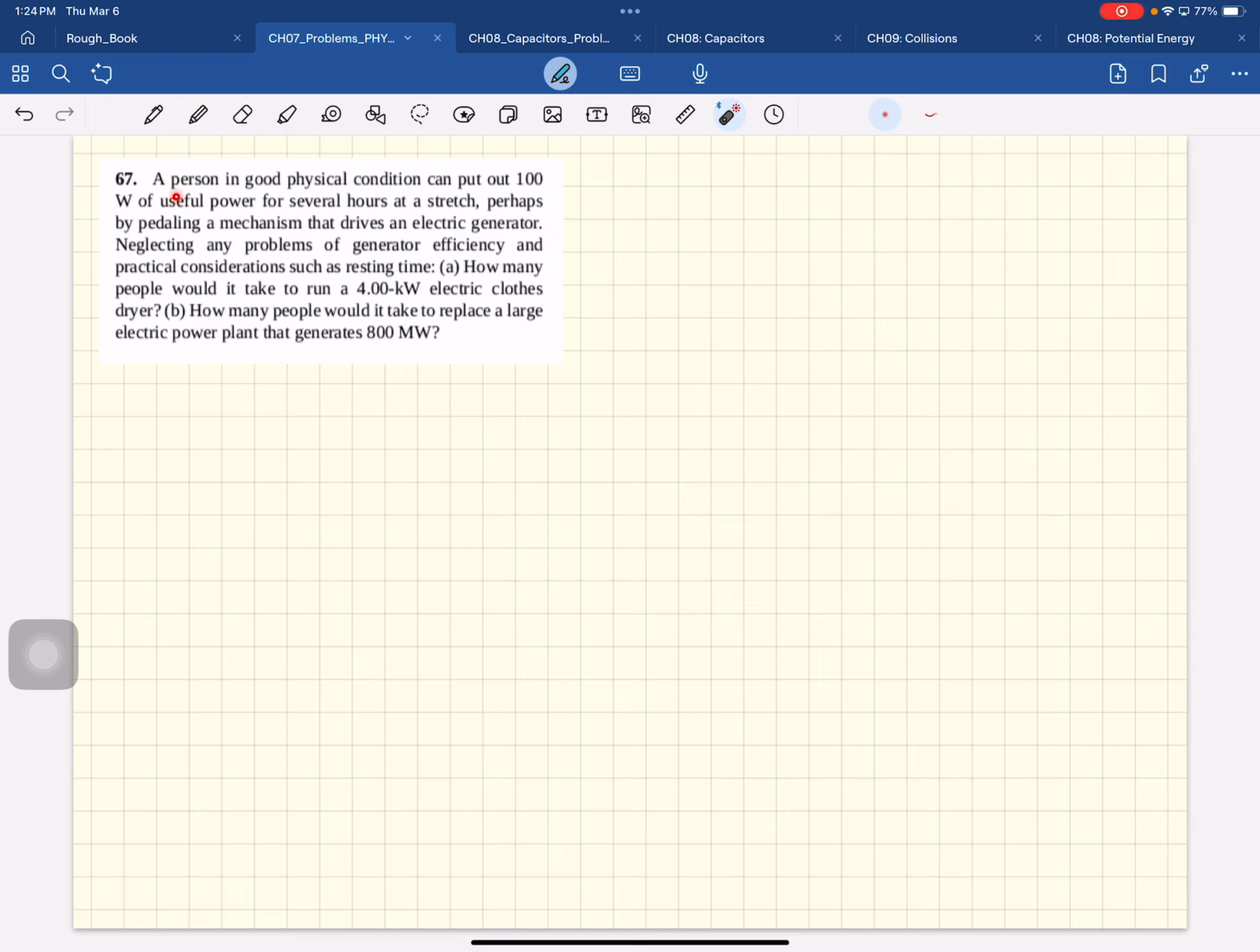So this says a person in good physical condition can put out 100 watts of useful power for several hours at a stretch, perhaps by pedaling a mechanism that drives an electric generator. So you can be on a bicycle and you can do work at 100 joules per second. How many people would it take to run a 4 kilowatt electric clothes dryer? Number of people times power of a person should equal the power of the dryer.